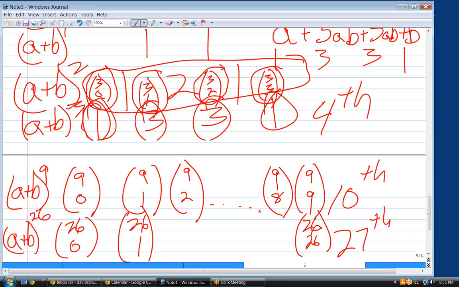I had to write it somewhere. I didn't have room. Okay. Yeah. So this is always one number less than the row you are on in Pascal's triangle. So that's why the 27th row starts out 26 choose 0.